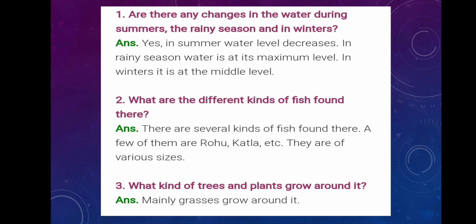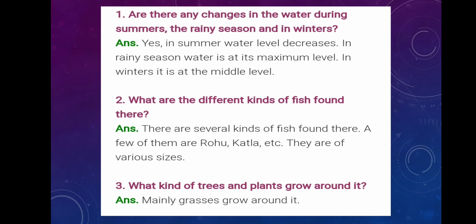Here is the first question: are there any changes in the water during summer, the rainy season, and winter? Yes, in the summer the water level decreases, in the rainy season the water is at maximum level, and in winter it is at the middle level. So you know that the water level changes from season to season.